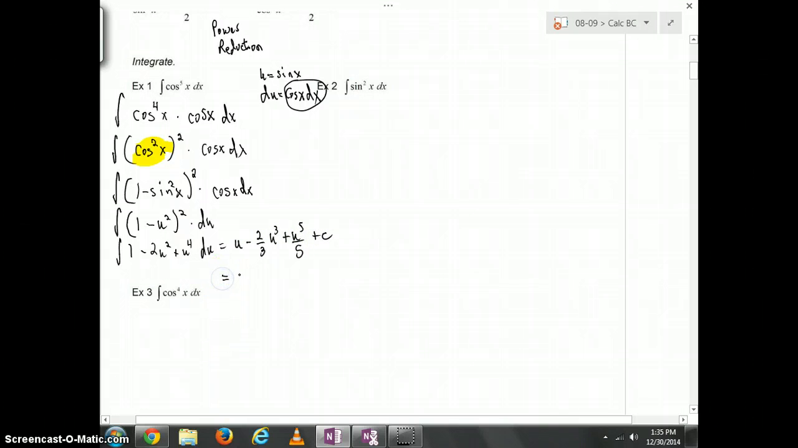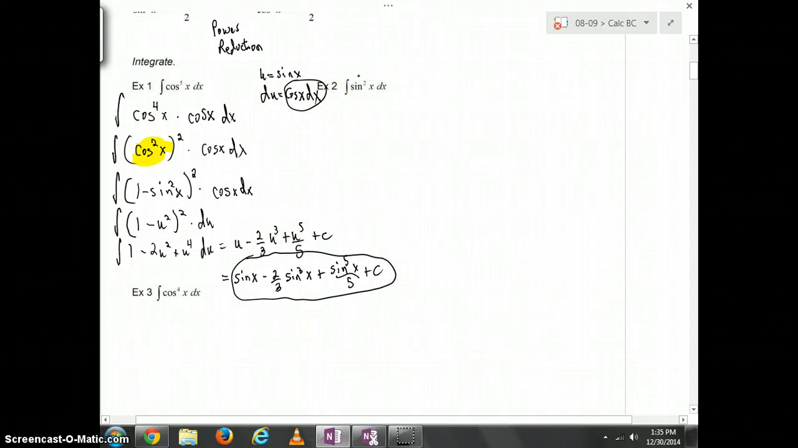One last step. Let's resubstitute back in. U is just representing the sine of x. So very quickly we can come up with our final answer being sine of x minus 2/3 sine cubed of x plus sine to the fifth of x over 5 plus a constant. And it works out pretty nicely.